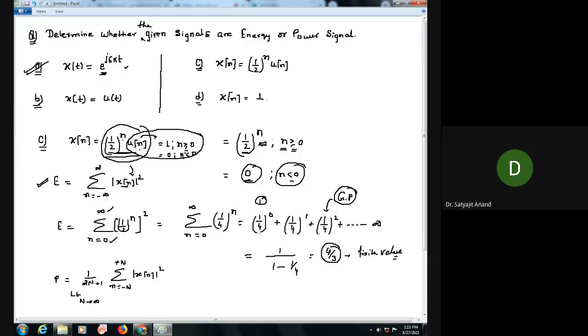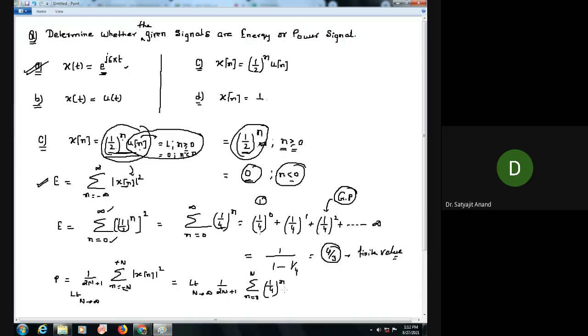So again, you put in this value. What range will it be? The range will be 0 to n. Why 0 to n? Because for negative time, this signal will be 0. So we will be considering the limit as n tends to infinity of 1 upon 2n plus 1, summation from n equal to 0 to n. And in this range, the function is only 1 by 2 to the power n. If you square it, that gives you simply 1 by 4 to the power n.